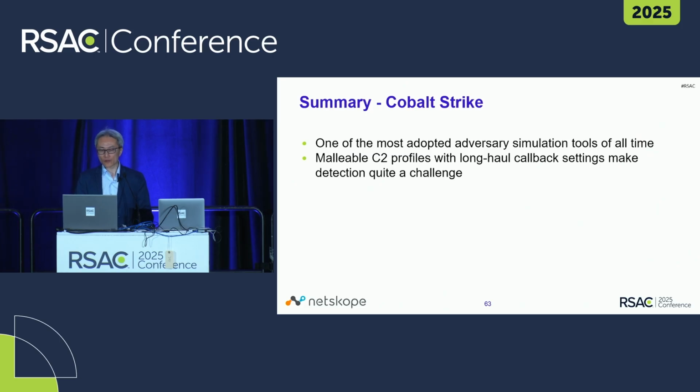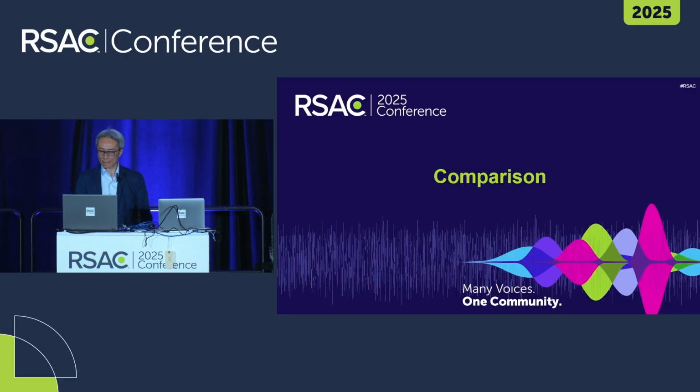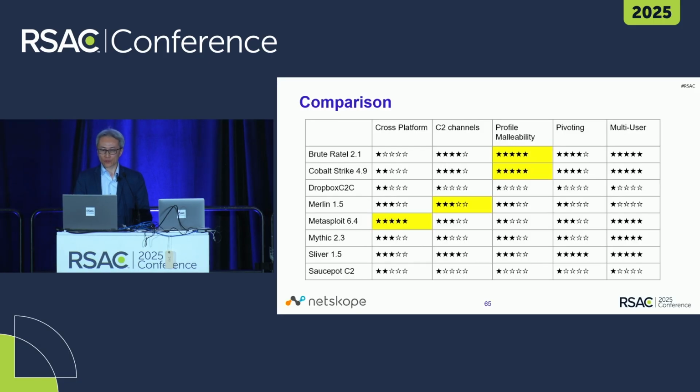So the powerful Malleable C2 makes detection even harder or more challenging for security vendors to have very effective detection. If we put all this together, we can have a comparison table. And I would like to elaborate a little more about those highlighted.